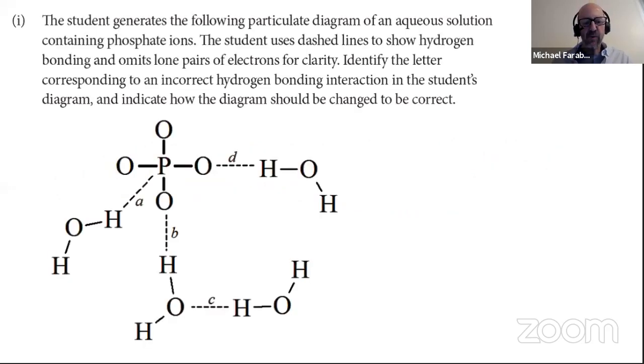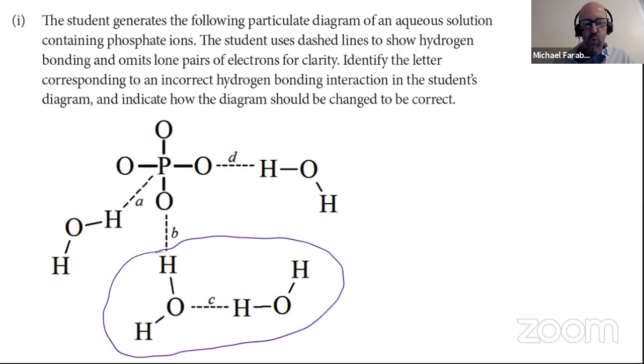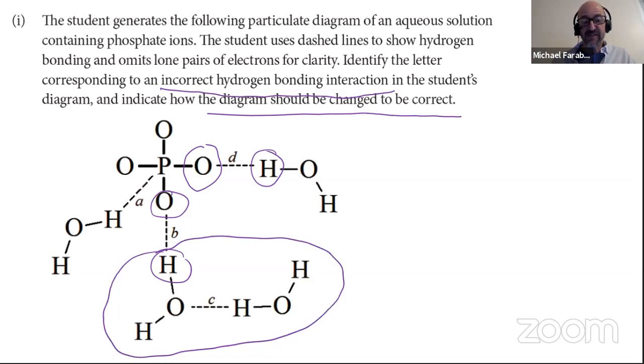All right, here we have a particle diagram and we have hydrogen bonding. So we're looking at hydrogen bonding. Sometimes there's hydrogen bonding occurring between two water molecules. And then sometimes we have hydrogen bonding where the oxygen of the phosphate is connected to the hydrogen of a water molecule. And so we're supposed to consider what the problem is, identify the letter corresponding to an incorrect hydrogen bonding interaction, and how the diagram should be changed. So some students talked about which was incorrect, but they never indicated how the diagram should be changed.